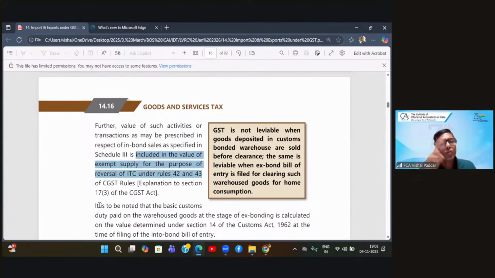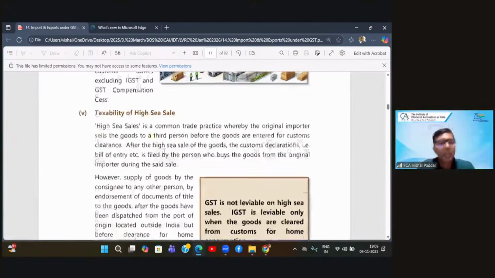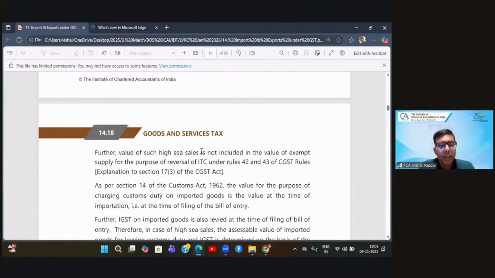But the difference is for the purpose of reversal under Section 17(2) read with Rules 42 and 43, there is a specific explanation given in 17(3) which says that certain supplies will be deemed to be exempt. Now, interestingly, the goods which are in customs bonded warehouse are sold. There may be no supply for levy of GST, but the value will be treated as exempt supply, but for the limited purpose of reversal of ITC under Rules 42 and 43. But the same thing does not apply to high seas sale transactions. For high seas sale transactions, the value is not considered as exempt supply. So high seas sale transaction value will not be included in exempt supply for the purpose of 42 and 43 reversal, but regular supply while the goods are in bonded warehouse will be considered.